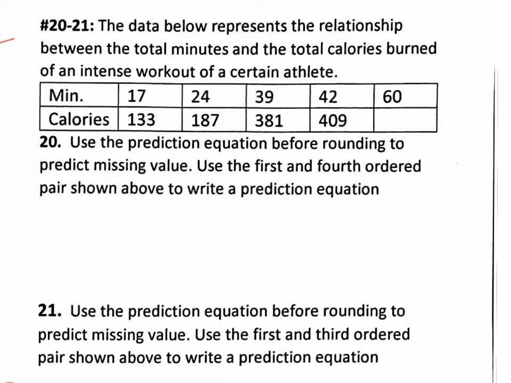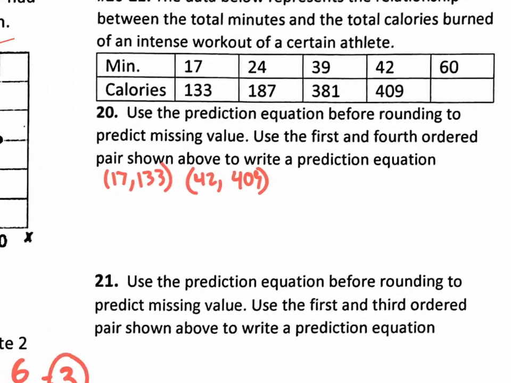It says use the first and fourth ordered pair. So what is the first ordered pair? 17, 133. Okay. And how about the fourth ordered pair? 42 and 409. Okay. So we have those two coordinates. We want to write a prediction equation. Well, what's the only thing we could do with two coordinates? The slope, right? And slope formula.